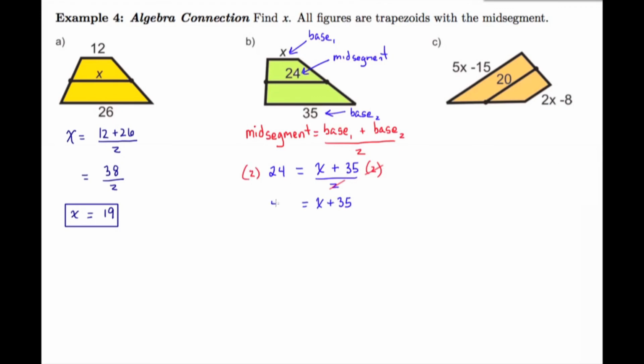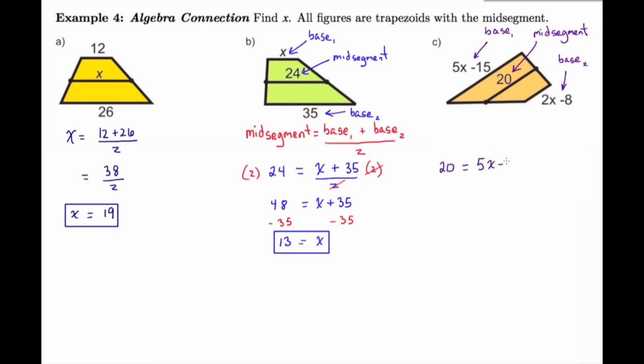Multiply 2 to both sides to get rid of the fraction. Subtract 35, and I get x equals 13. So if I were to check that, 13 plus 35 divided by 2 would give me 24. Part C, I have two unknowns here. Again, we're given the mid-segment is 20. And I need to take the two bases, which I'm given expressions for here, add them up and divide by 2.